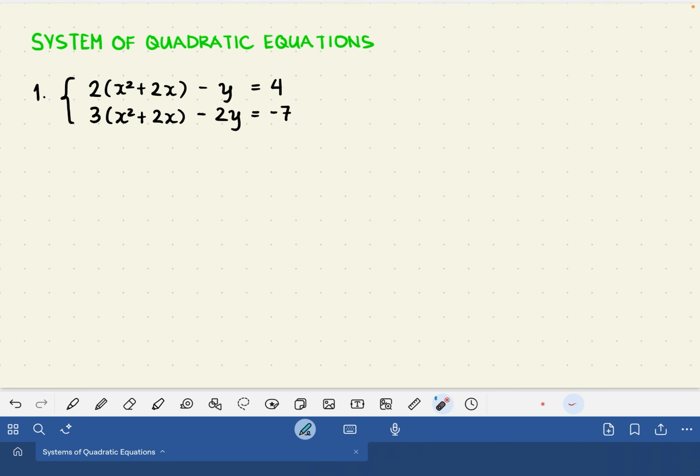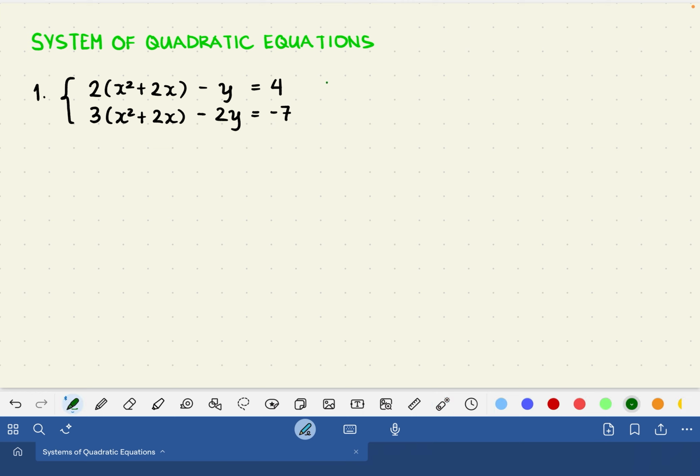Hi there. So in this video, we will be dealing with systems of quadratic equations. In dealing with systems of quadratic equations, the process is similar to linear equations. Our techniques will be the same, using elimination or substitution. So in this item, let us solve this by using elimination.